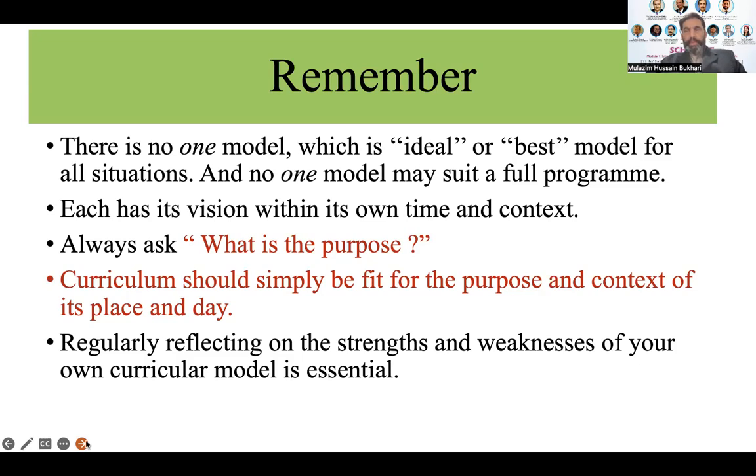For selection of any model for any institution, the basic thing you ask is: what is the purpose of your institution? Curriculum should simply be fit for purpose, and the contents should be in place. Regularly reflect on the strengths and weaknesses of your own curriculum.